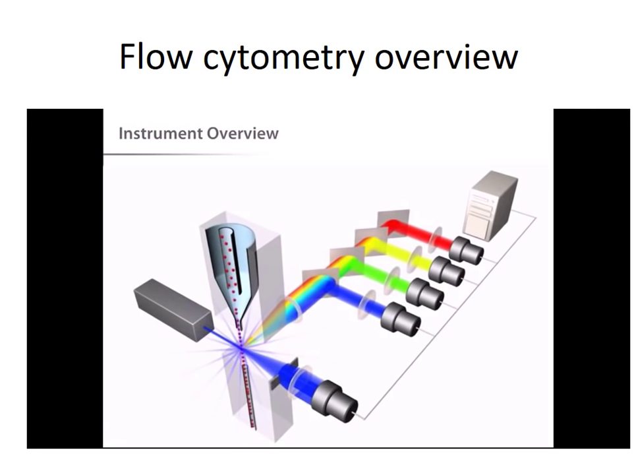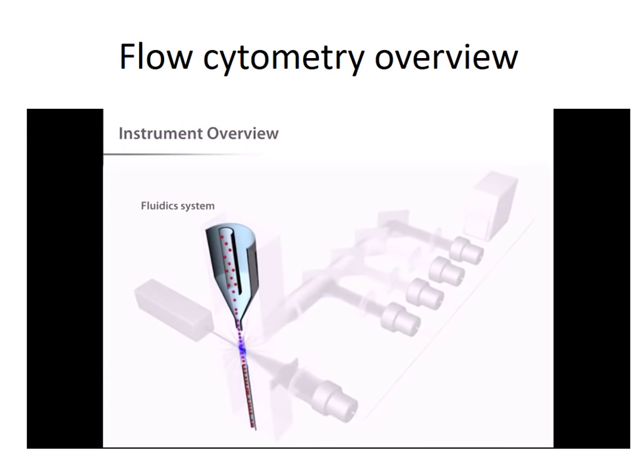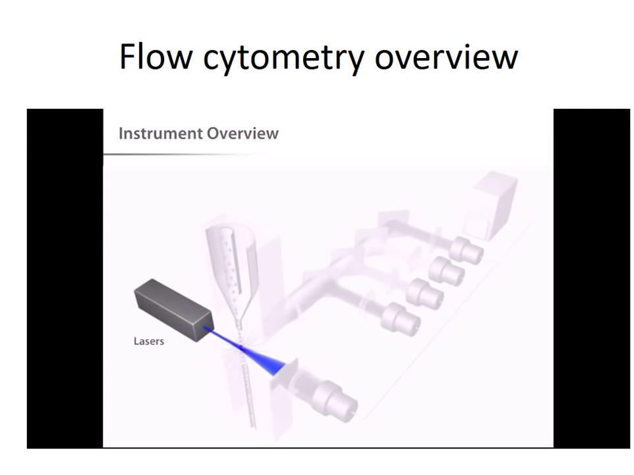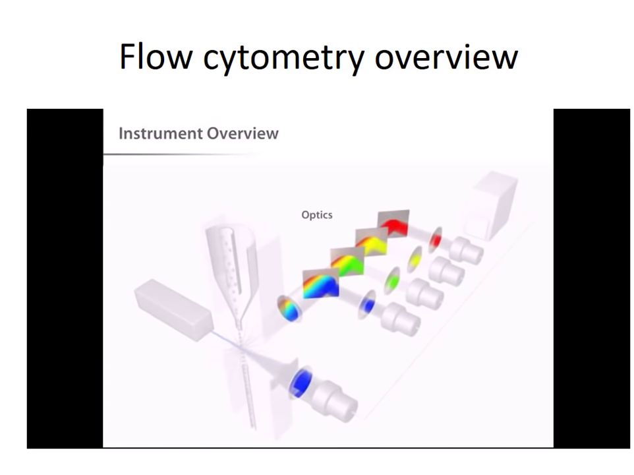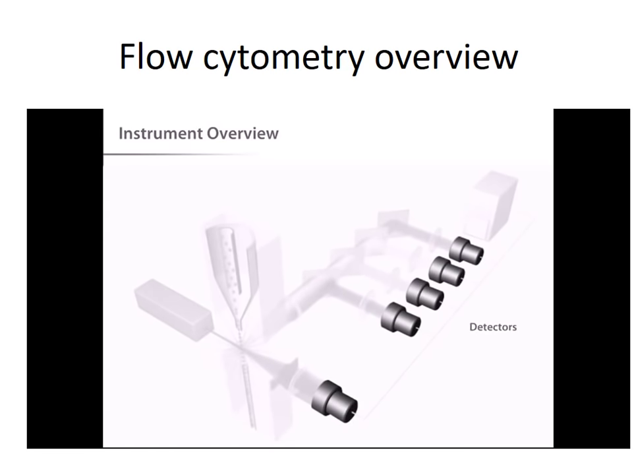This view shows the primary systems of the flow cytometer schematically. These are the fluidic system, which presents samples to the interrogation point and takes away the waste. The lasers, which are the light source for scatter and fluorescence. The optics, which gather and direct the light. The detectors, which receive the light.